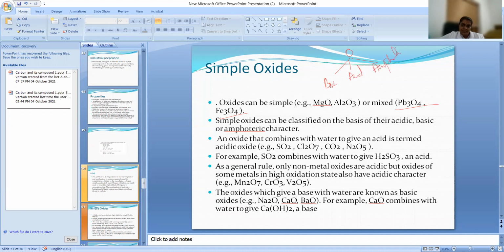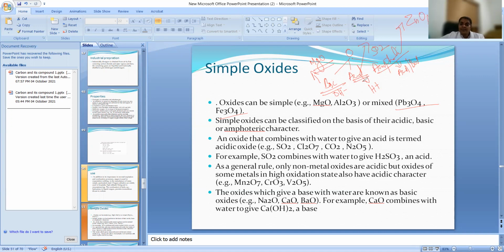A basic oxide, whenever you put it in water, will produce OH minus ions. An acidic oxide, whenever you put it in water, will produce H plus ions. An amphoteric oxide will react with both an acid and a base. Metal oxides are considered to be basic oxides, and non-metal oxides are considered to be acidic oxides. Amphoteric oxides are zinc oxide and aluminium oxide.